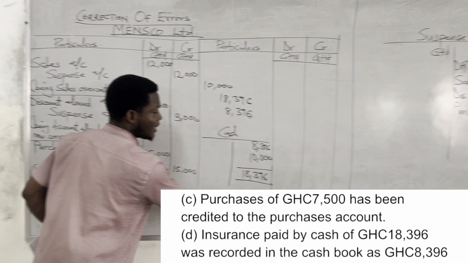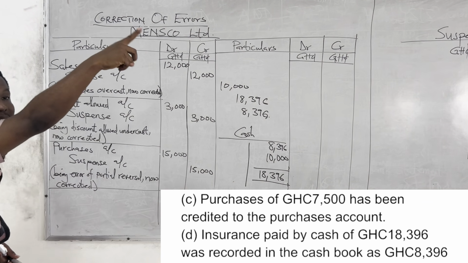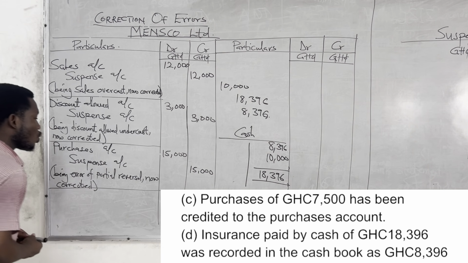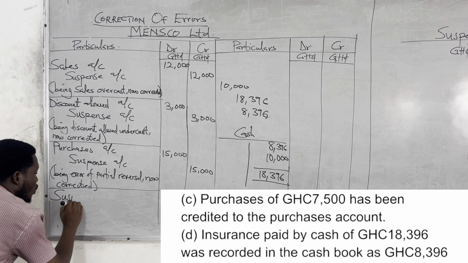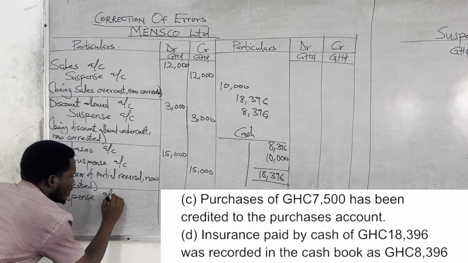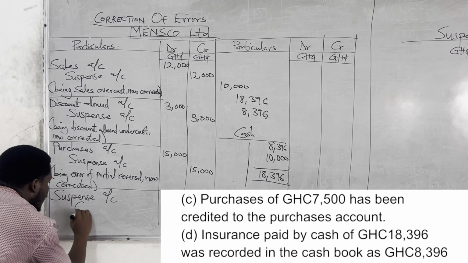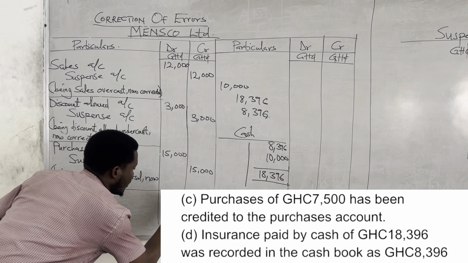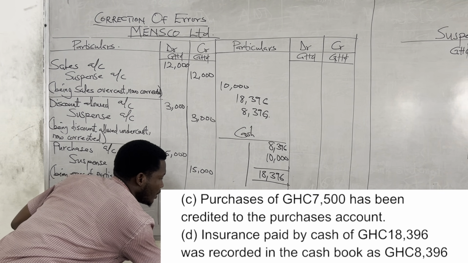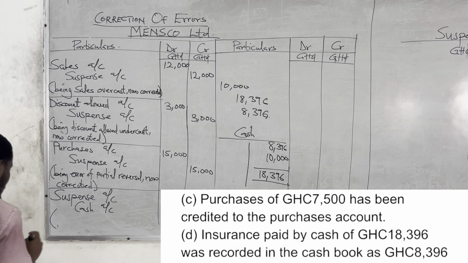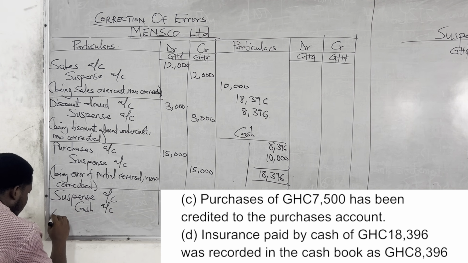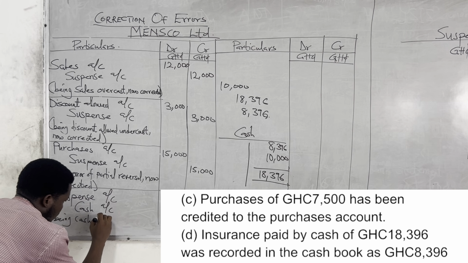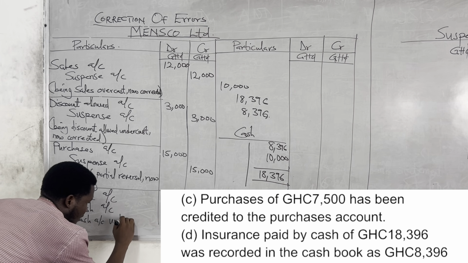Please, they understood. So with this one, cash has been credited. You understand? Cash has been credited. So suspense account will be debited, because cash account was undercast, and it will affect the trial balance. So suspense account will be debited, and the cash account will be credited, cash account with 10,000. So the narration will be: being cash account undercast.